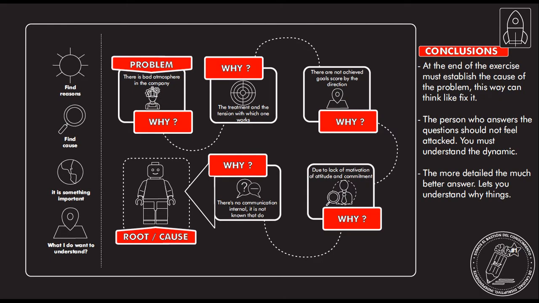As a conclusion, we can say that at the end of this exercise the cause of the problem must be established. This is why we can think like that, and how can we fix it. Of course, the idea of understanding the root is to create something that we can fix or improve in what's going on. The person who answers the question should not feel attacked. You must be understanding of the dynamic. The more detailed the answer, the better to understand the root. Why? Because people could get annoyed if I keep asking why and why and why. The idea is that you don't get annoyed and try to answer as explicitly as you can.